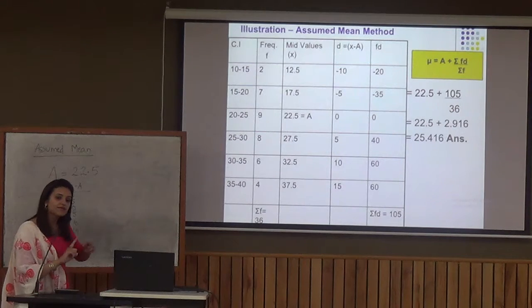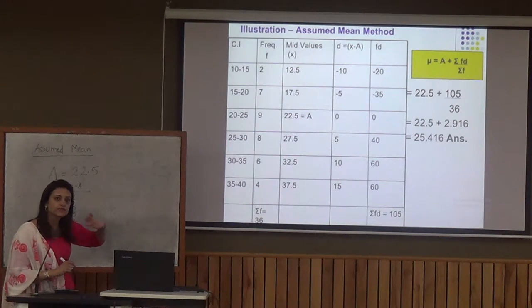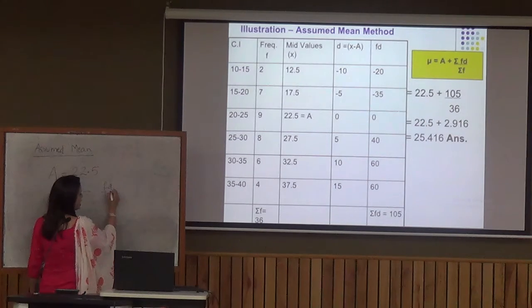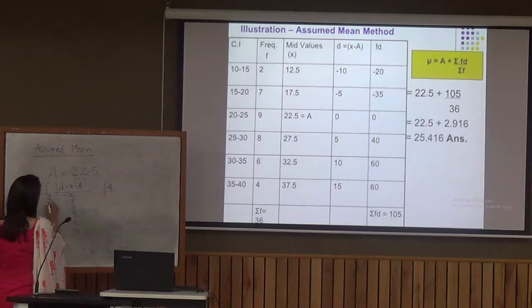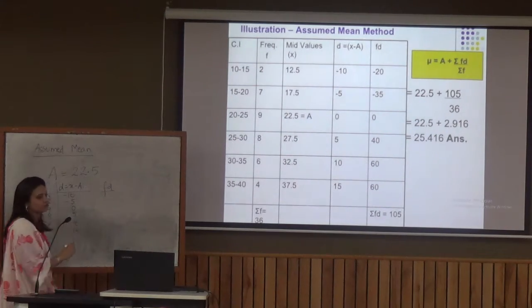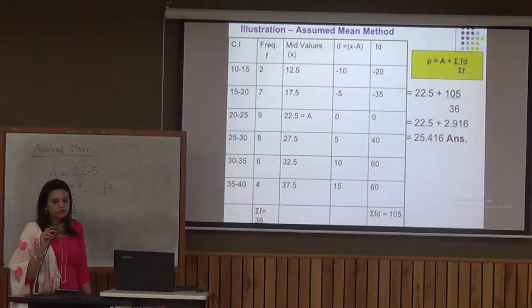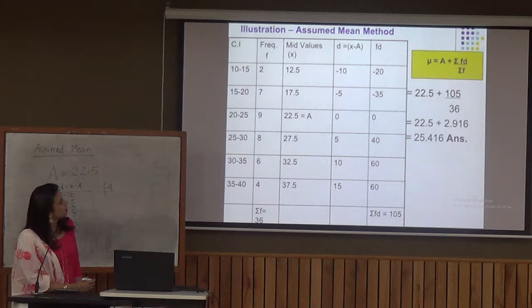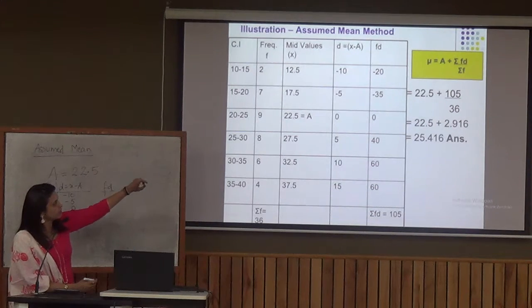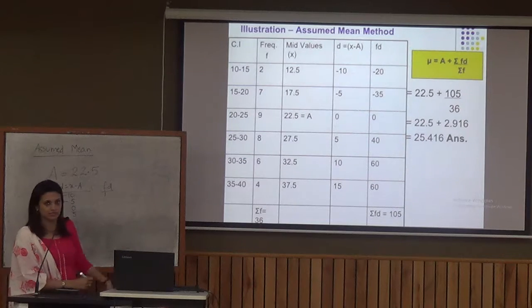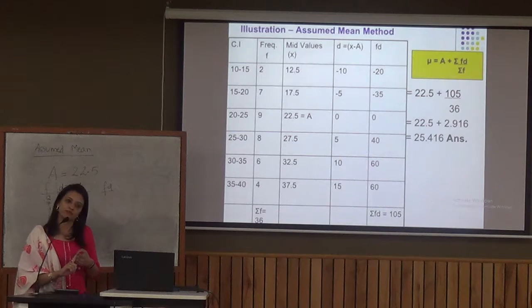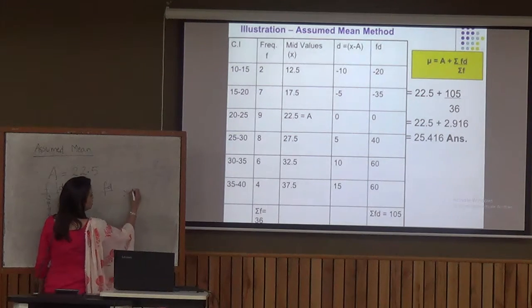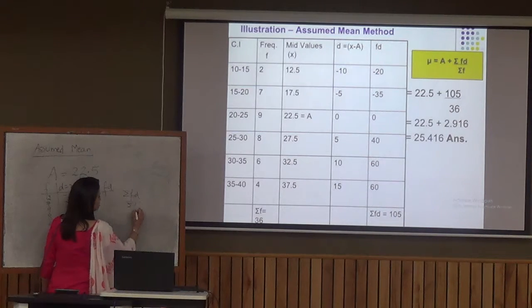Now, instead of multiplying frequency with x, I'm going to multiply my frequency with the deviation, and hence I'm going to find fd. I already had f as 2, 7, 9, 8, 6 and 4, and then I'm going to multiply f d, right? Once you multiply fd, you get 2 into minus 10, minus 20, minus 35, 0, 40, 60 and 60. As I said, whatever we multiply with f, that sum is to be taken up. So we have summation fd upon summation f.